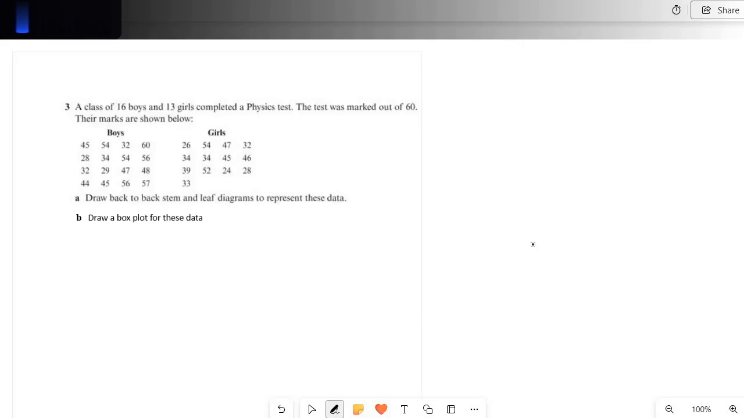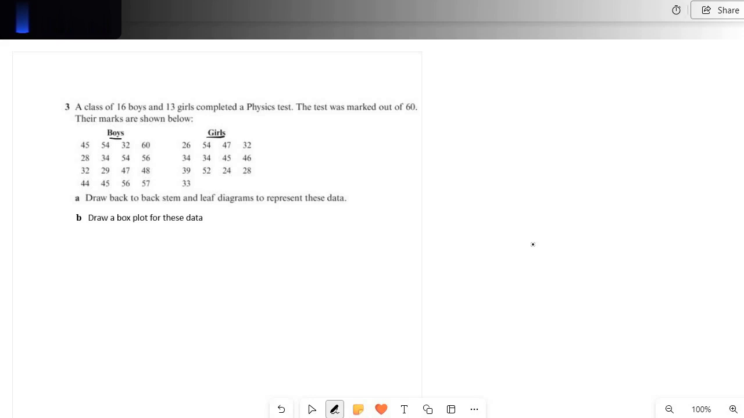For the last question, we have a class of 16 boys and 13 girls having completed a physics test. The test was marked out of 60. Their marks are shown below. Here we have the groups for boys and girls. So we have to draw a back-to-back stem and leaf diagram.